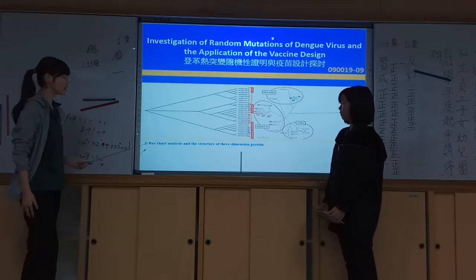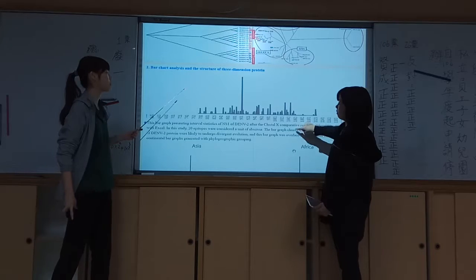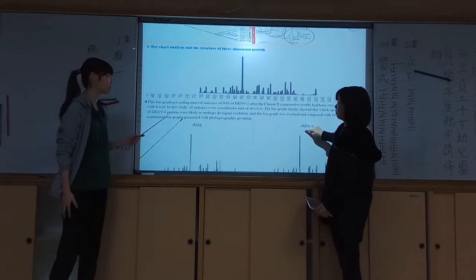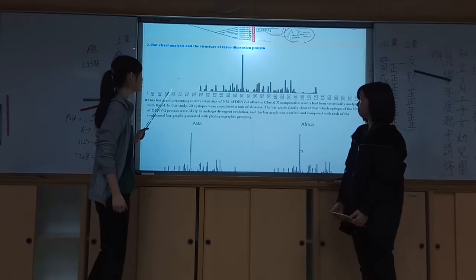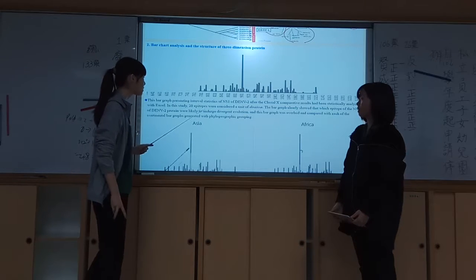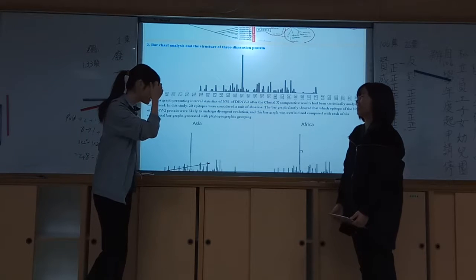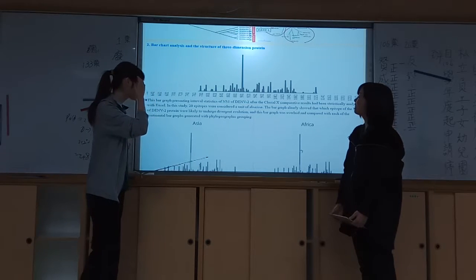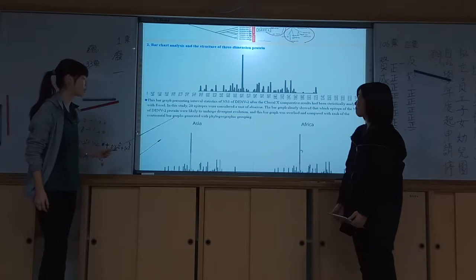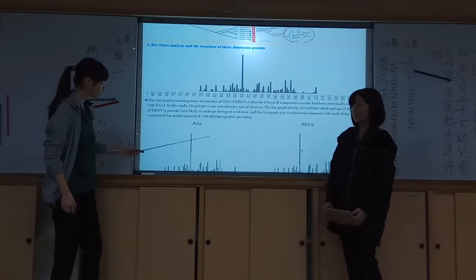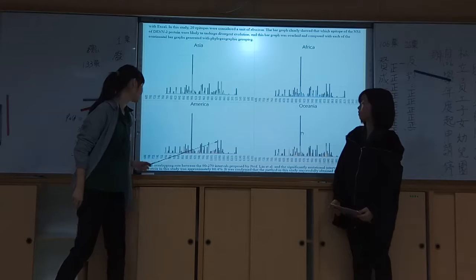Next, bar chart analysis. This is the bar chart generated according to what we have mentioned. We use different numbers to classify the degrees of mutation of the gene, and we overlay and compare each of the continental bar charts. Asia is green, Africa blue, America pink, and Oceania the yellow one.